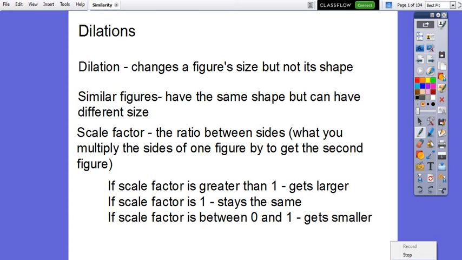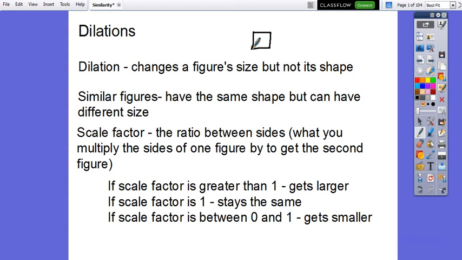When we talk about dilations, we're talking about something that is changing size, but it's not changing shape. Let me see if I can draw an example of one. If I have a square here, and I dilate that square, that means I'm either going to make it bigger than it is, or I'm going to make it smaller than it is. I'm either going to shrink it or expand it.